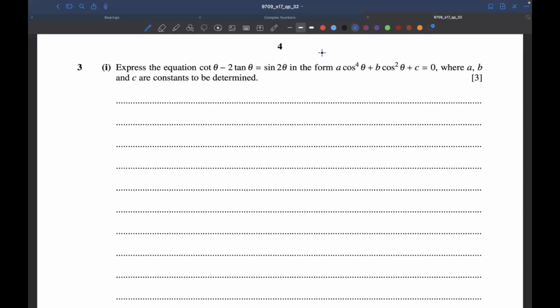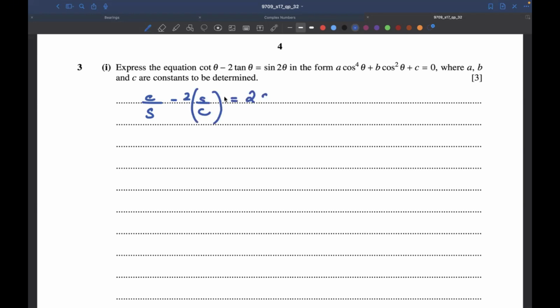In question 3, in the first part, it says express the equation cot theta minus 2 tan theta equals sine 2 theta in the form a cos 4 theta plus b cos squared theta plus c, where a, b, and c are constants to be determined. Now, in the first step, in place of cot theta, we can write cos upon sine, and we can write 2 tan theta as 2 into sine upon cos, and we can also write sine 2 theta as 2 sine cos.